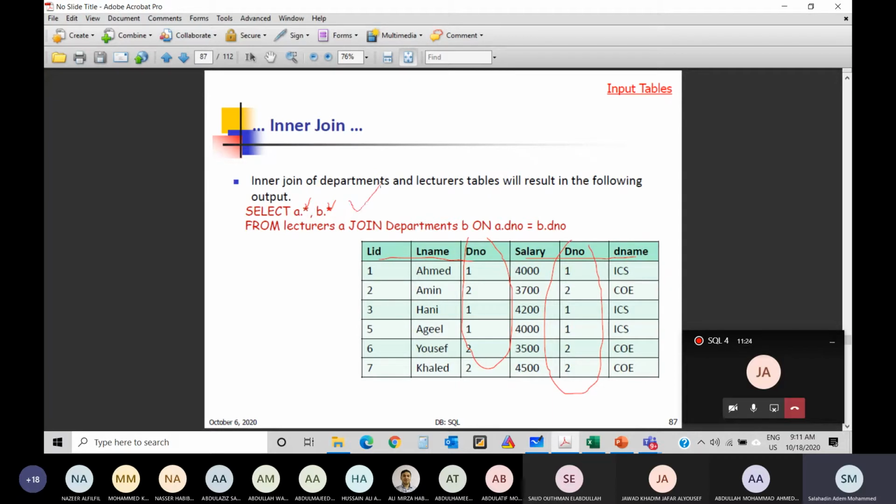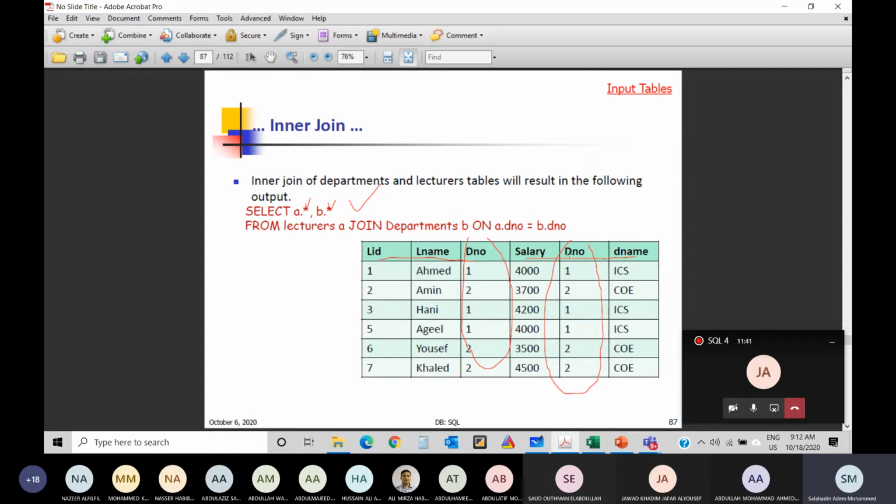If I say this, ya shabab, this is what will happen. So the DNO 11, but this DNO comes from one table and this DNO comes from another. In fact, this is not a DNO. This DNO is called B.DNO, and this is A.DNO.